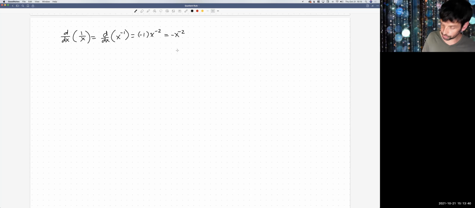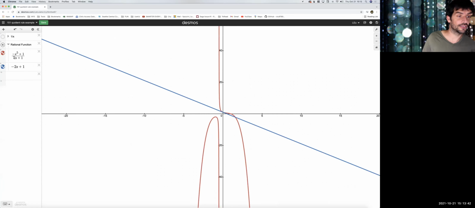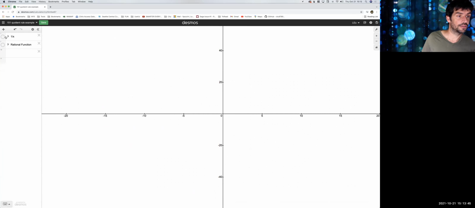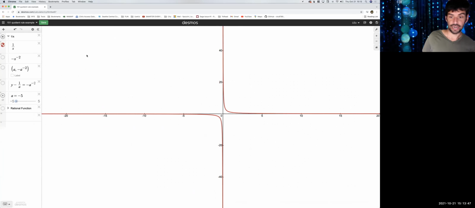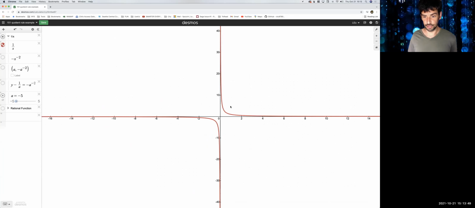Let's take a quick look at this graph and then do a couple more examples. All right, so here's 1 over x. Let's zoom in a little bit.